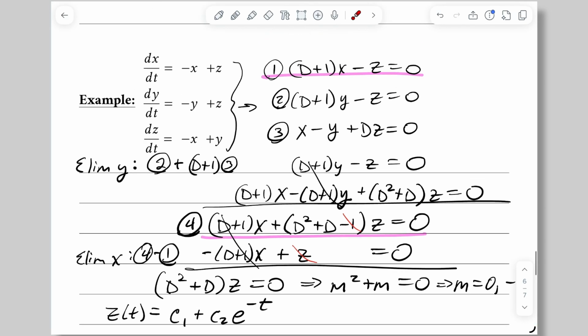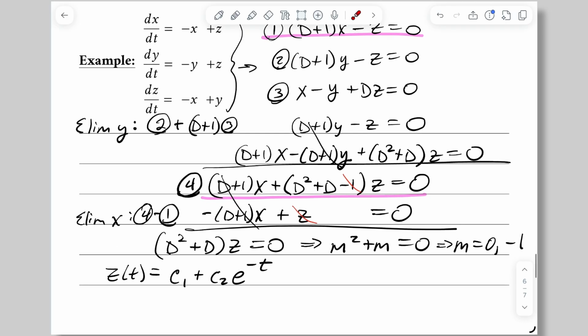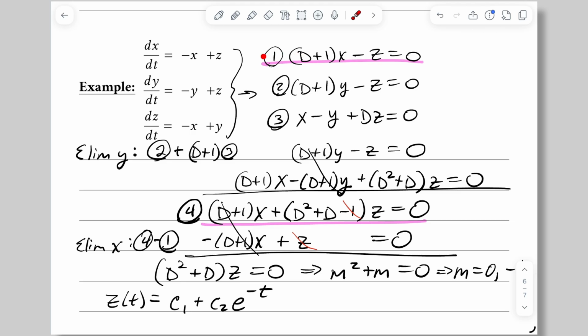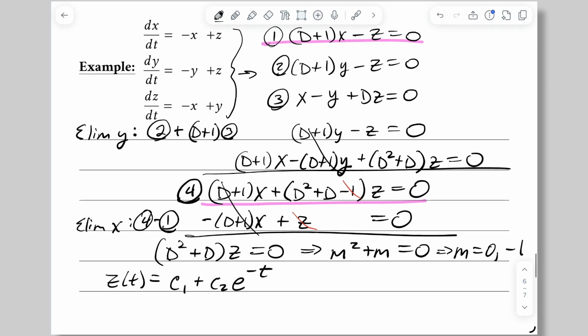Now we have z, but we're in a bit of a pickle, because while all of the equations contain z's, they also contain x and y, and a dx in an equation is problematic. We can't just integrate to get out of that. So we're going to go back to equations 1 and 4, and instead of eliminating x's, we're going to eliminate z's. I'm going to rewrite them for us.